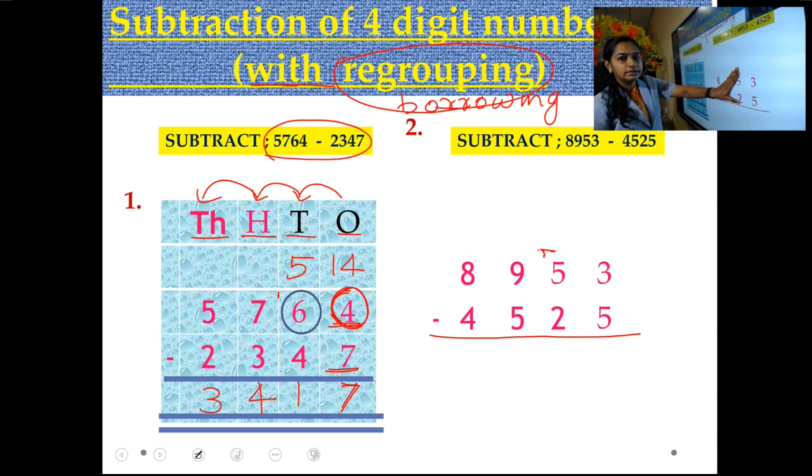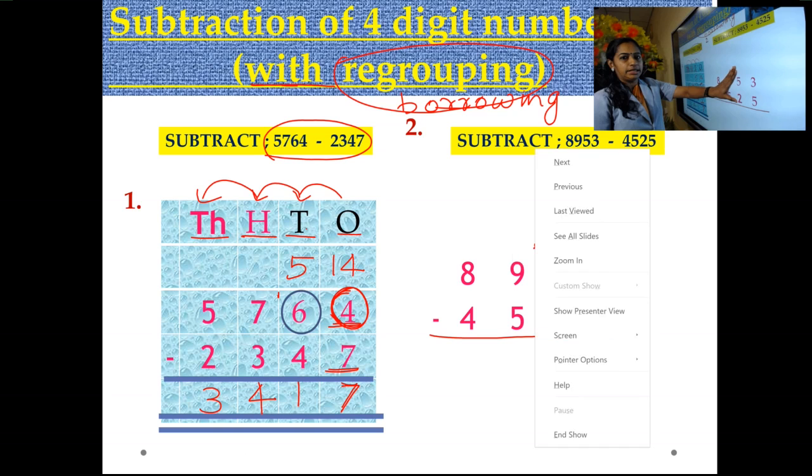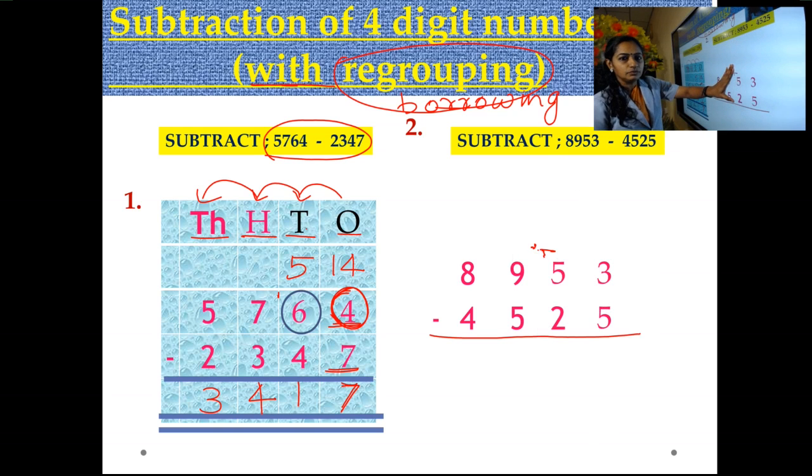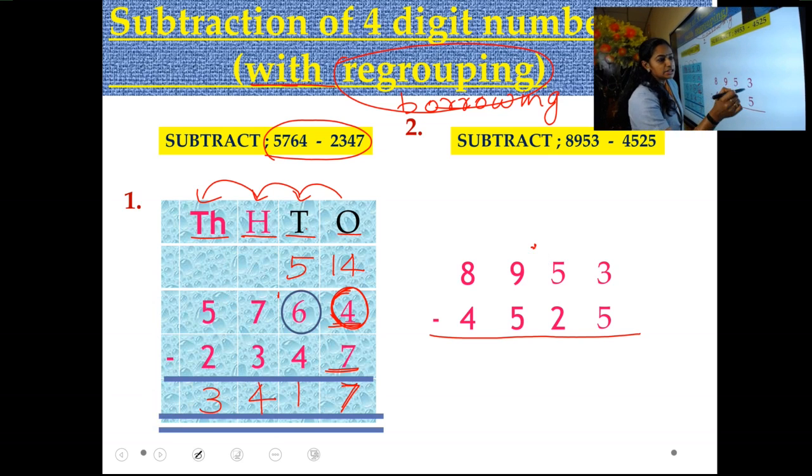Look at the top number, 3. It is smaller. So what will we do? The top number is smaller, so you have to borrow from the tens place.